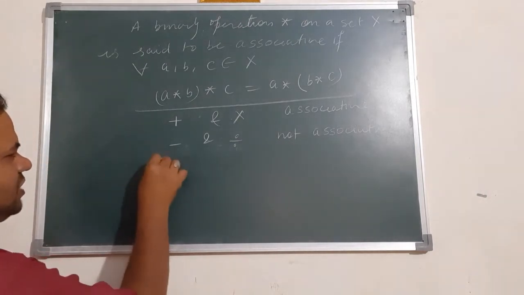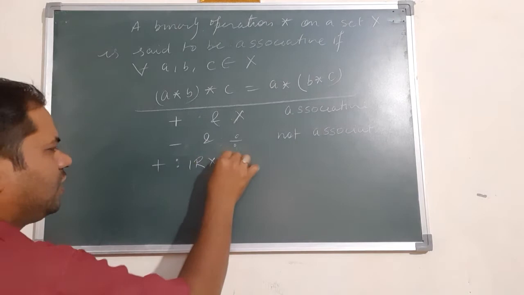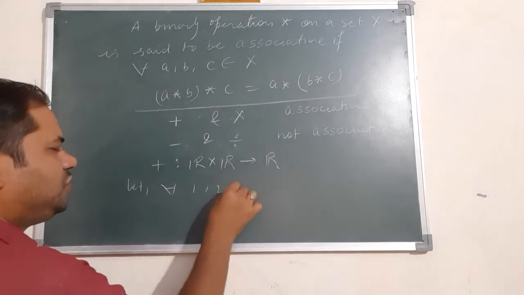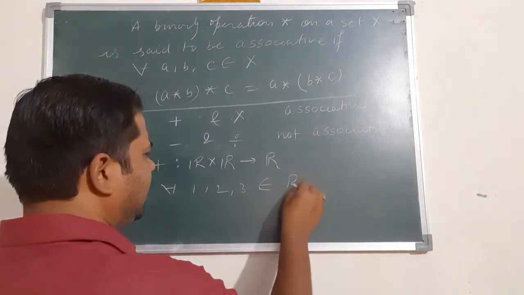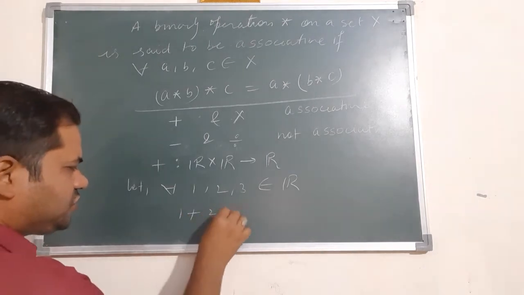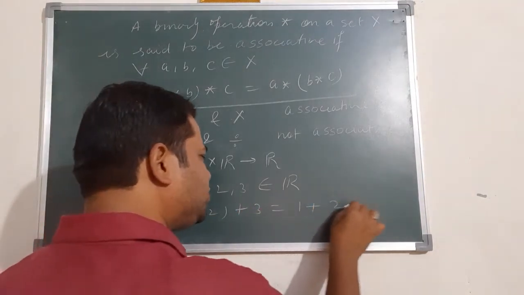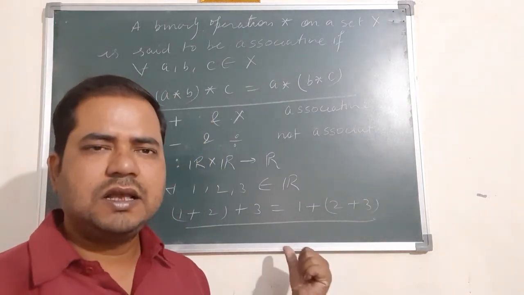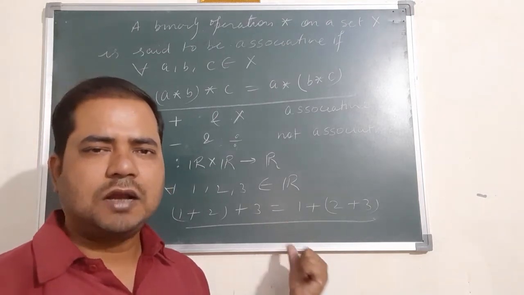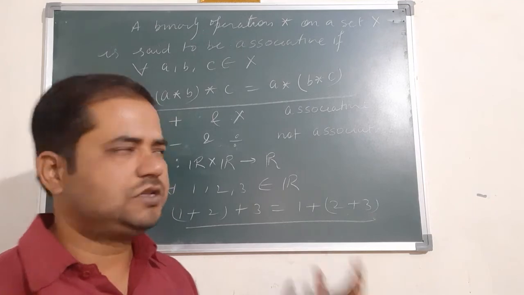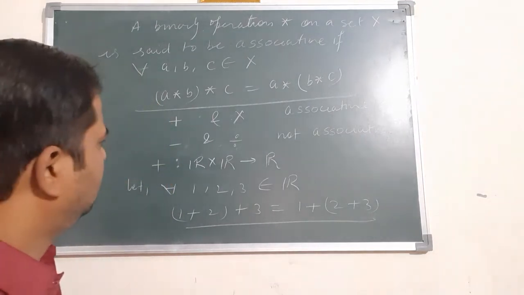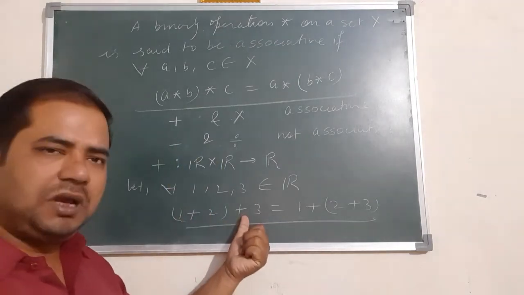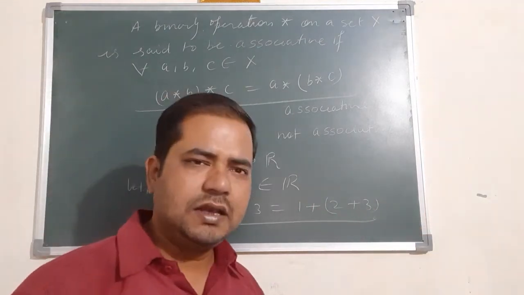If you consider plus from R cross R to R, let 1, 2, 3 belong to the real numbers, a simple example. You know very well, (1 plus 2) plus 3 equals 1 plus (2 plus 3). These are equal. That's why we can say this is associative. That means plus is an associative binary operation. But if you talk about minus, then you see very well (1 minus 2) minus 3 does not equal 1 minus (2 minus 3).